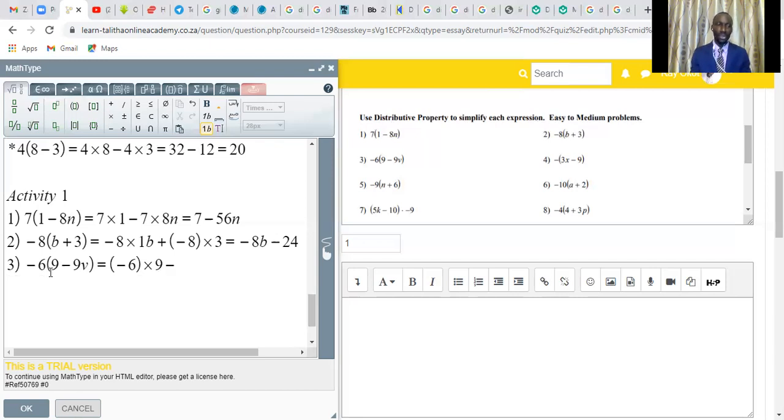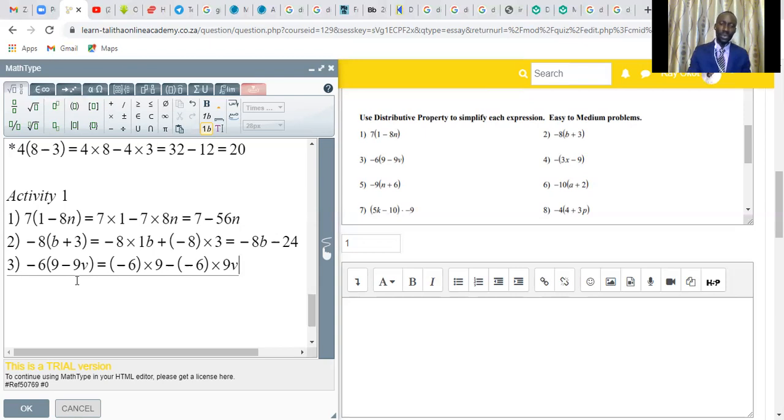We now have to distribute -6 onto what? Onto -9, rather onto this 9 here. So this -6 will then have to be distributed. That is, we have to multiply that with a 9. Remember that this minus sign is what we have placed out here. So we are now dealing with what? We are dealing with 9v.